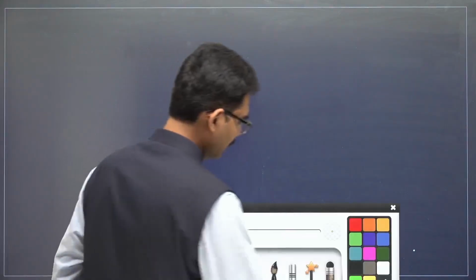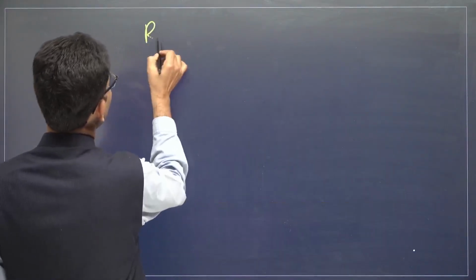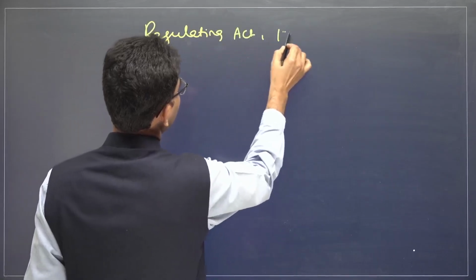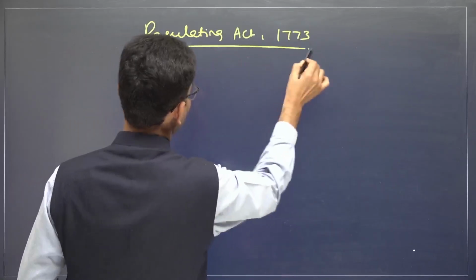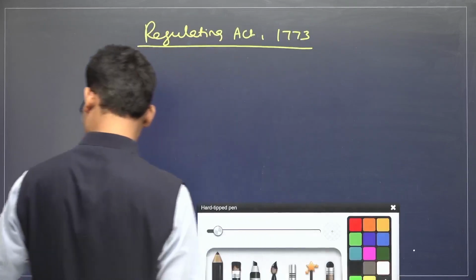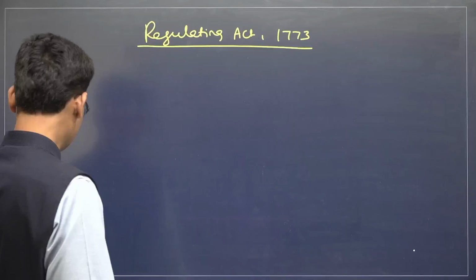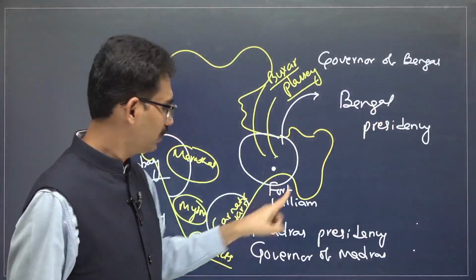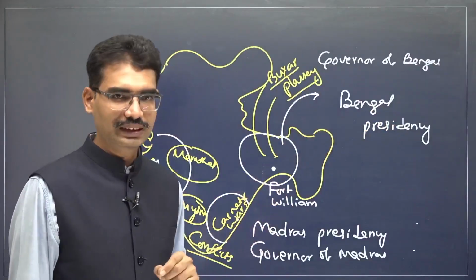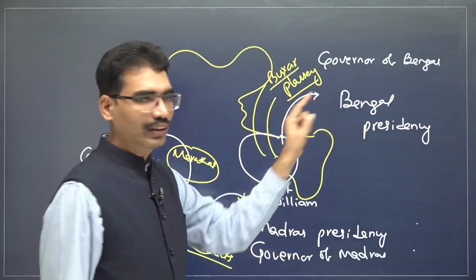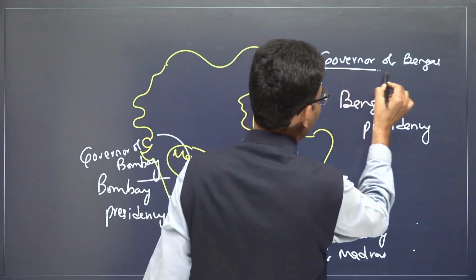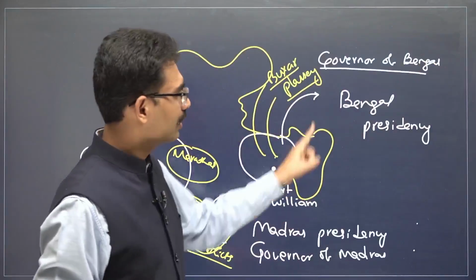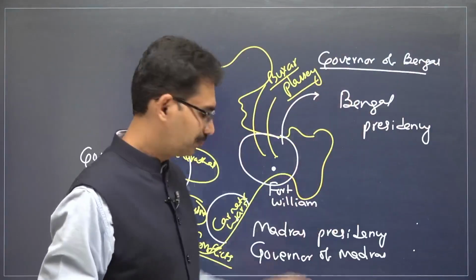What is this Regulating Act? When it comes to the Regulating Act of 1773, number one, it is decided that the Bengal Presidency should have supremacy over the other two presidencies. Therefore, this renamed the Governor of Bengal into the Governor General of Bengal, or Governor General of Fort William.